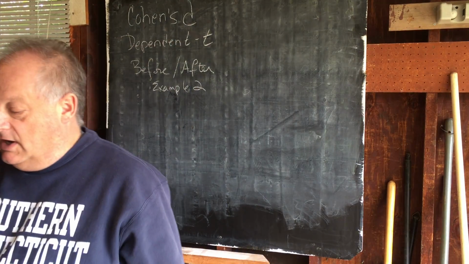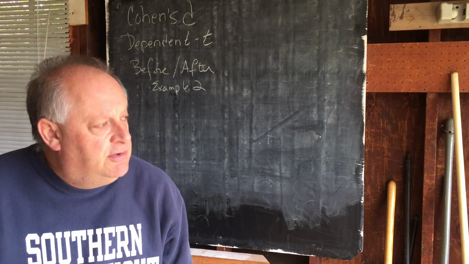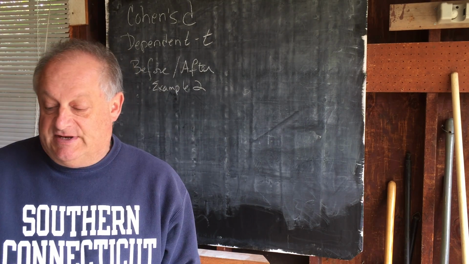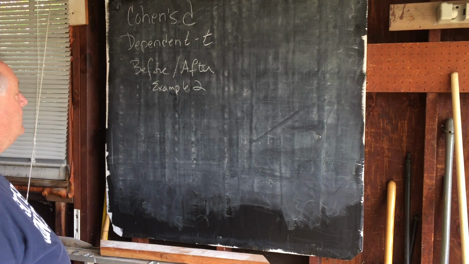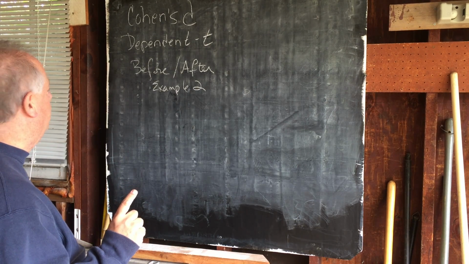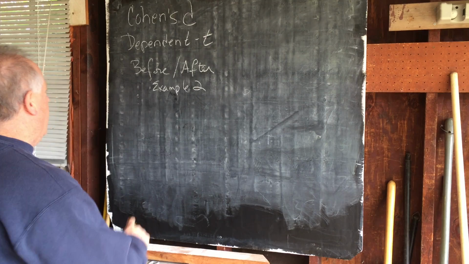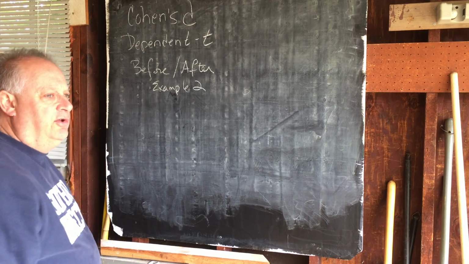Okay, here we go. This is Stats Garage. It's going to be Cohen's D for dependent samples t-test. This is going to do one of the ones from the lecture, the before and after example number 2 question.